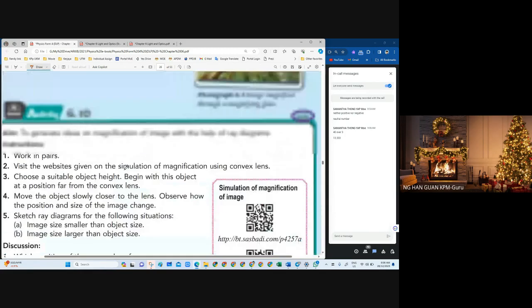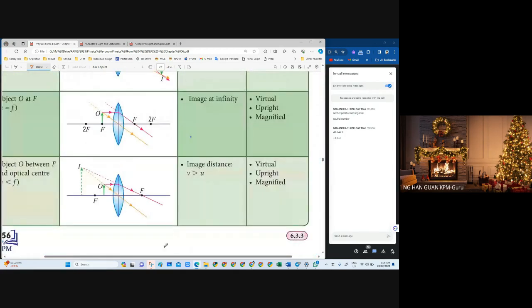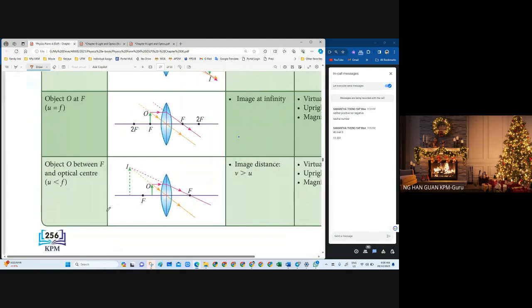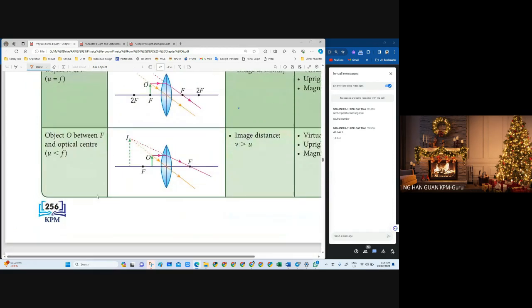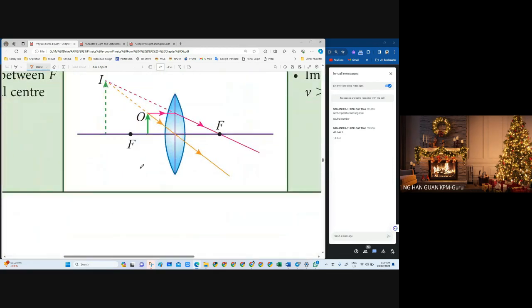Before this, we try another one, the last case here: the object less than the focal point. Just now we fixed the focal length as 10 centimeter away from the lens, so 10 centimeter for the F. Now the object distance U is less than 10. You can put any number. You want to put 5, you want to put 8, up to you.